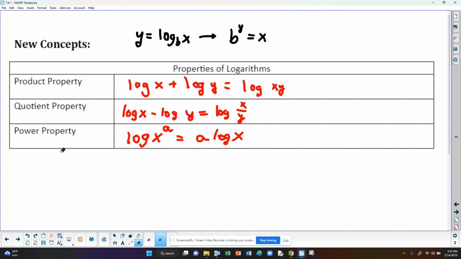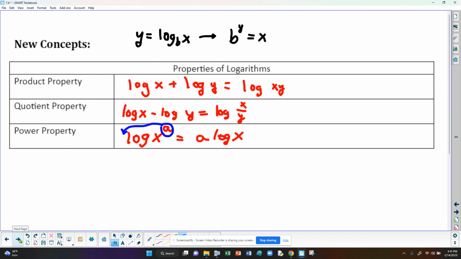And lastly is the power property that says if you have a log of x raised to the power a, that a can at any time be dropped down in front of the log. This would be like when you have a power to a power situation with exponents, you multiply your two exponents together. So we're taking the exponent a times the exponent of log x.